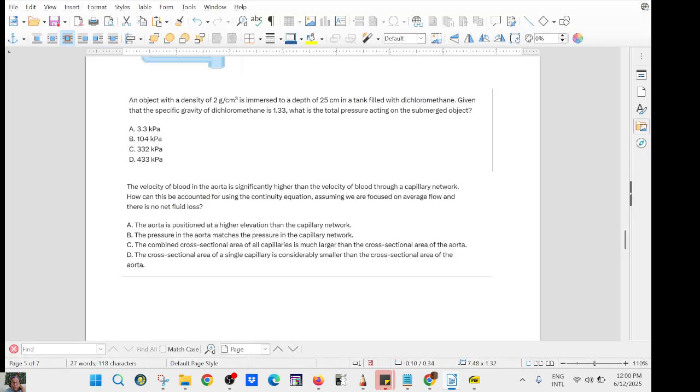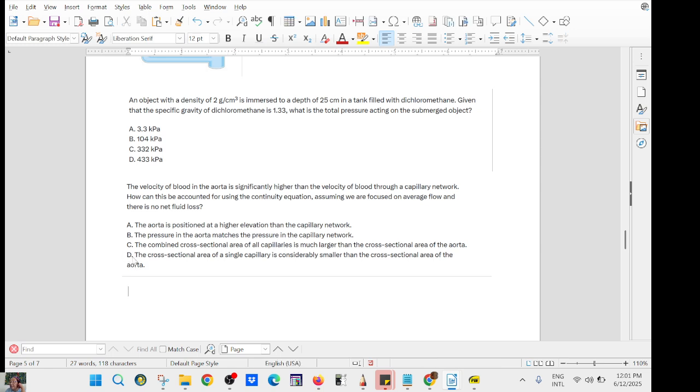So let's go back to the equation. So the answer will be: the capillary network is smaller. Okay, so the cross-sectional area of a single capillary is considerably smaller than the cross-sectional area of the aorta. So the answer will be D.